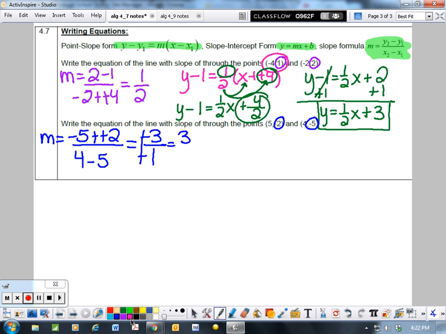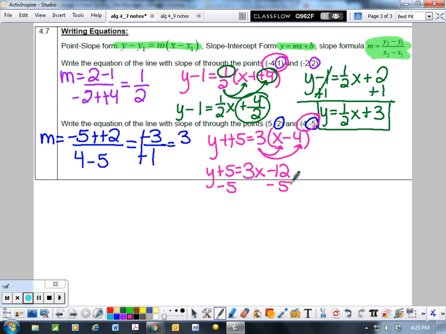Now we get to pick which point we want to use for our equation. I'm going to go ahead and use the second one, just because last time I used the first one. So y minus my y value equals my slope times x minus my x value. Take care of the double negatives. I distribute in to get rid of the parentheses. So now I have y plus 5 equals 3 times x, and then 3 times minus 4 is minus 12. Now I can move that 5 over. So y equals 3x minus 17. And there's our equation.